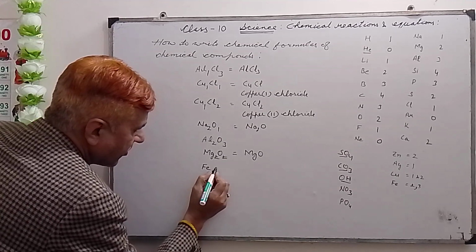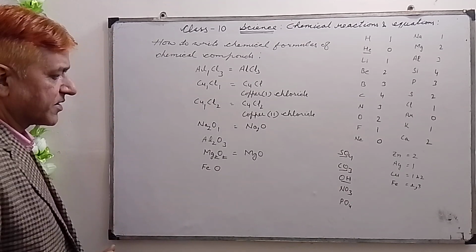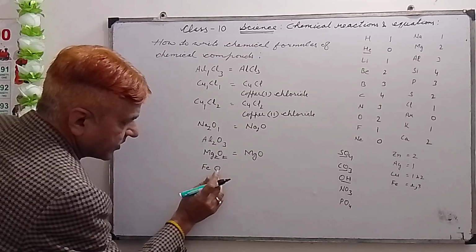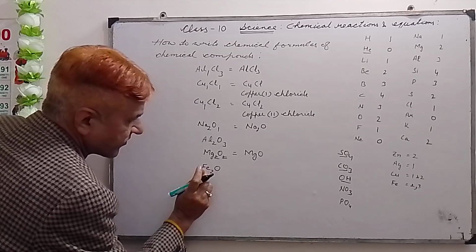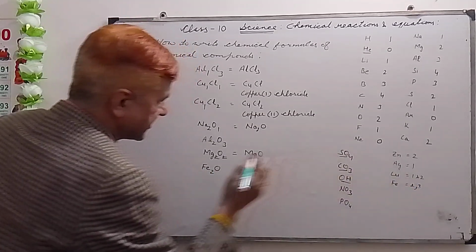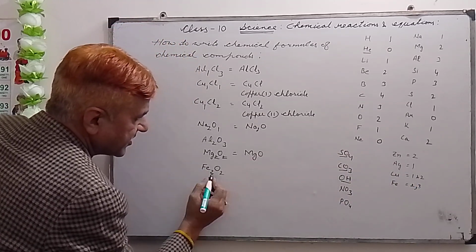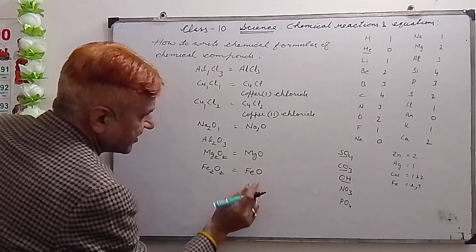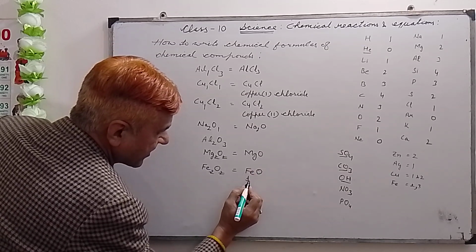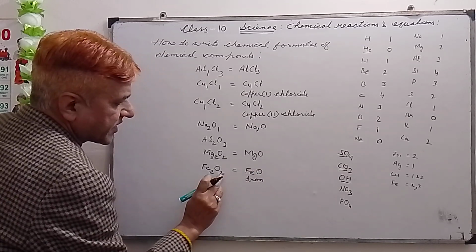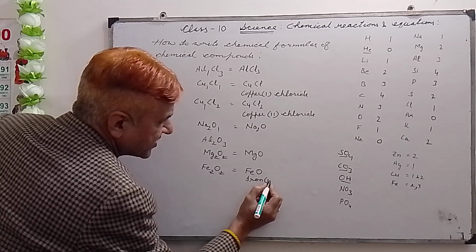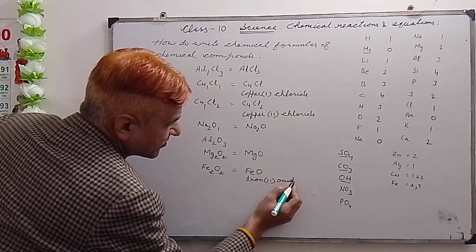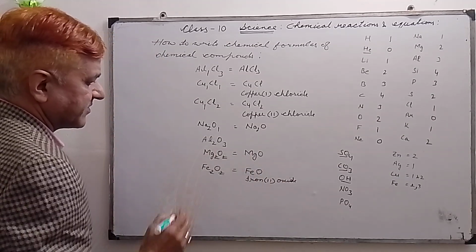Then we have iron oxide. Now we will consider both the valencies. Iron has two valencies. So I am taking oxygen, valency of oxygen is 2. Valency of iron is 2 and 3. So I am taking 2 here. So 2 and 2 get cancelled and I have FeO. Now how do we write this? Iron, which valency are we taking? 2. So you will write within brackets 2 and oxide. So this is iron(II) oxide.